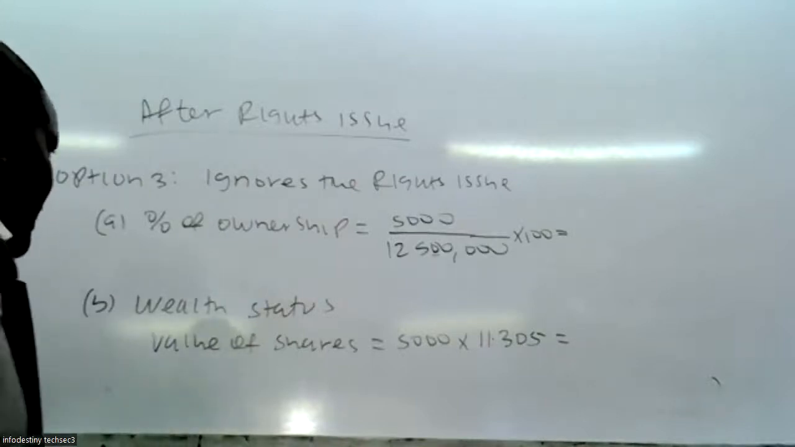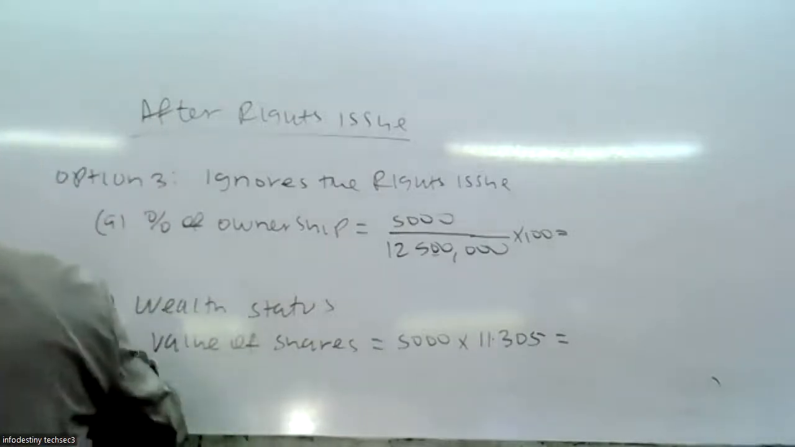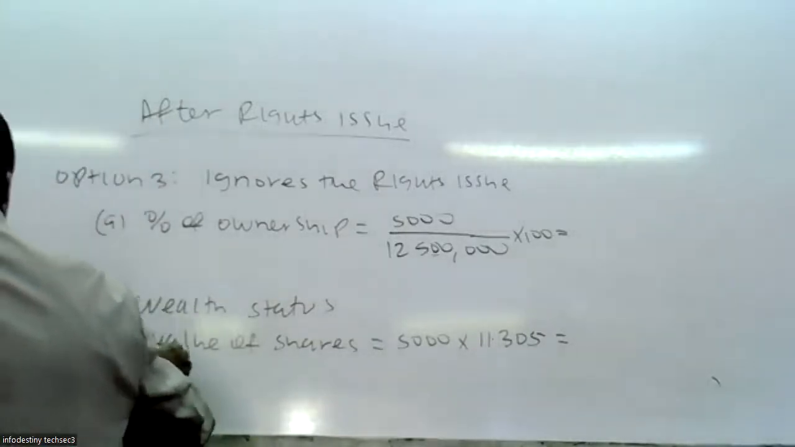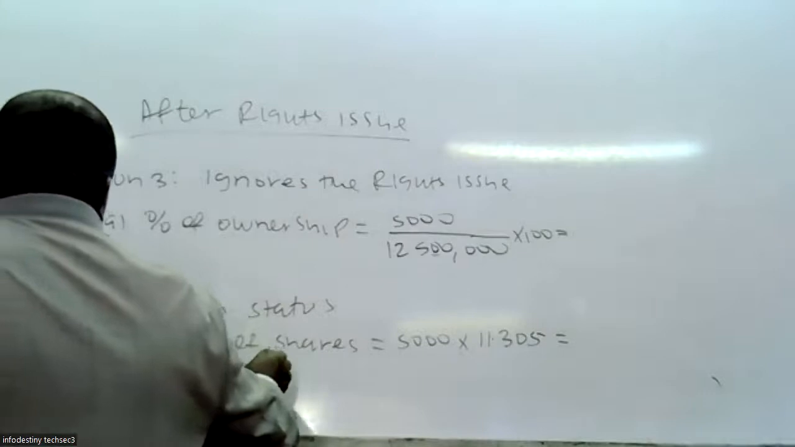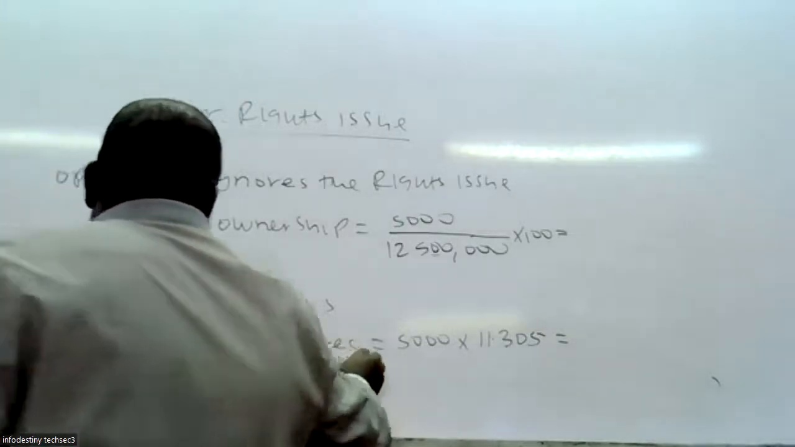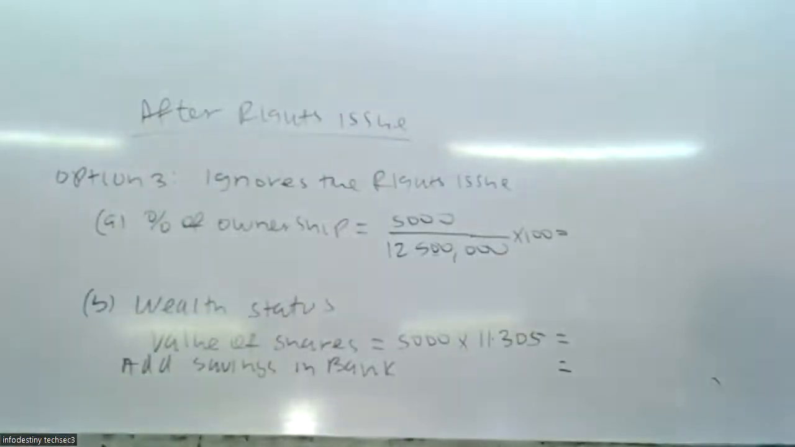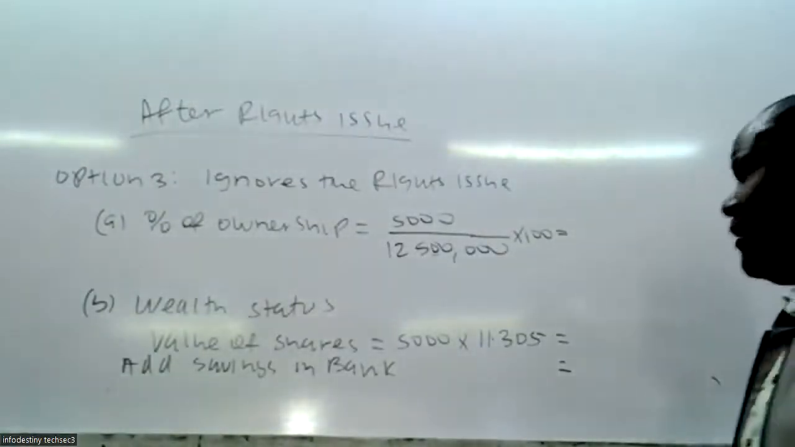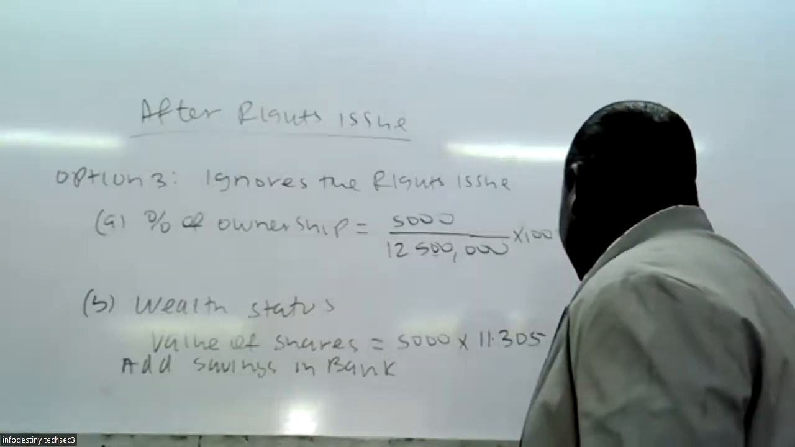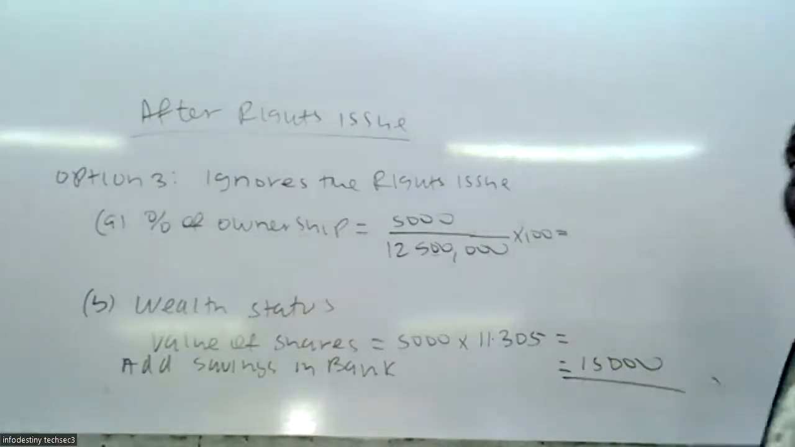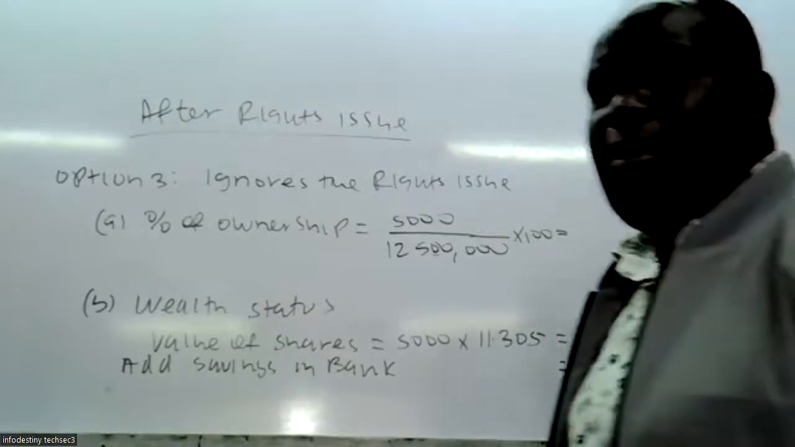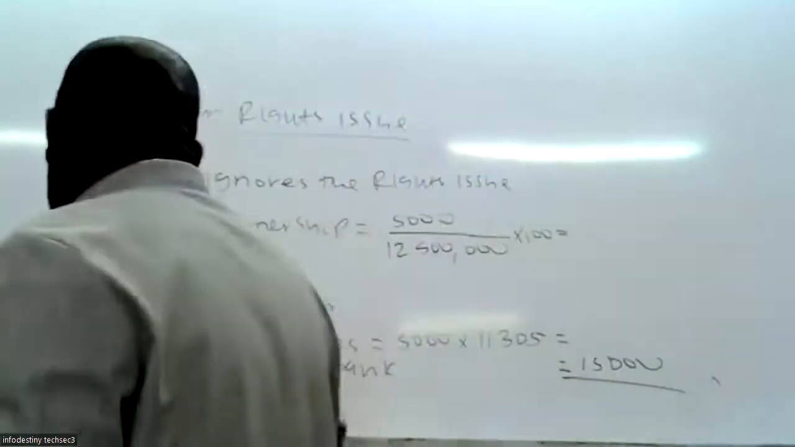But now we also add the savings because we had some money in the bank. So the savings in the bank, it was 15,000. He did not participate in the right issue, so there will be no cost for the rights. So that now you get the net worth.